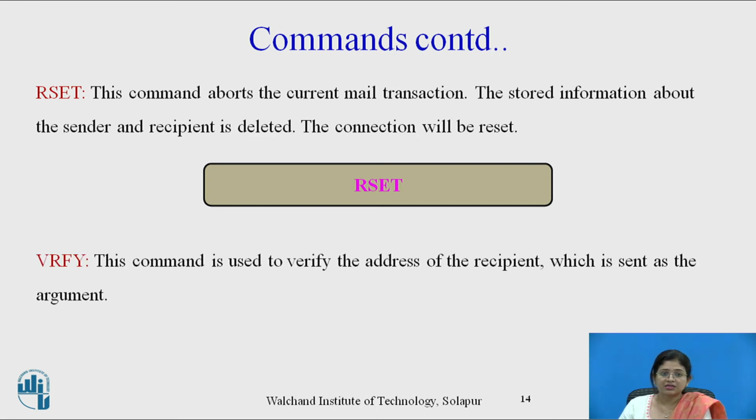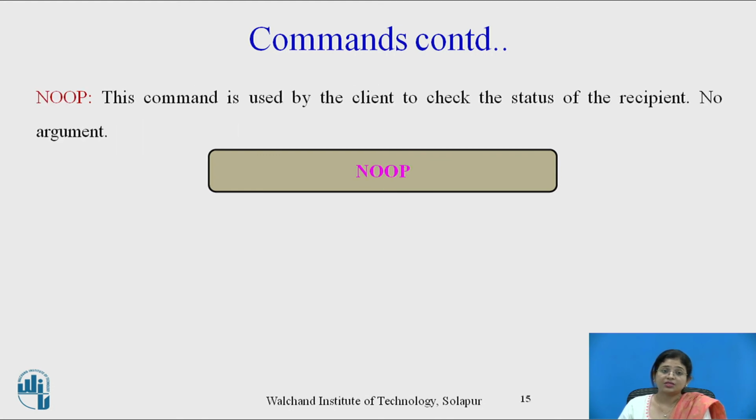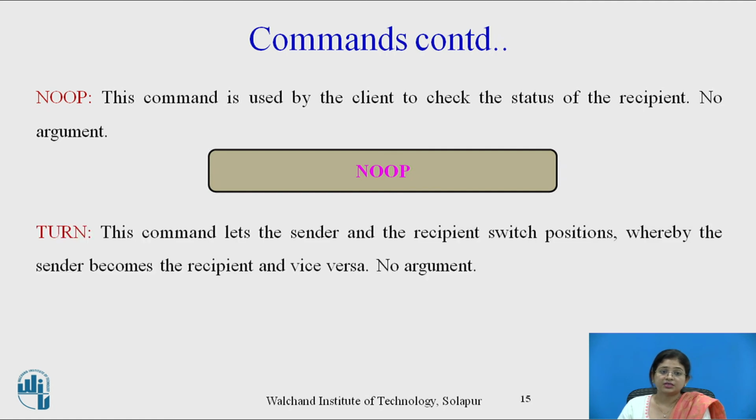The other command is the verify command, which is represented as VRFY. This command is used to verify the address of the recipient, which is sent as an argument. Now, the other command is the no operation command. This is used by the client to check the status of the recipient, and this command also has no argument.